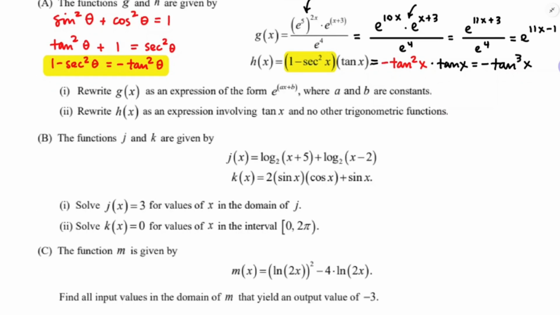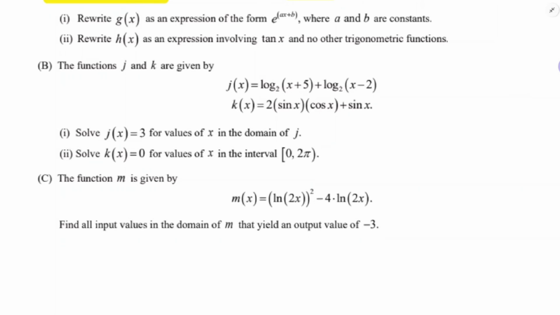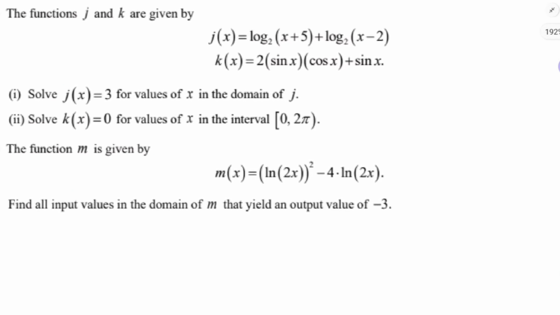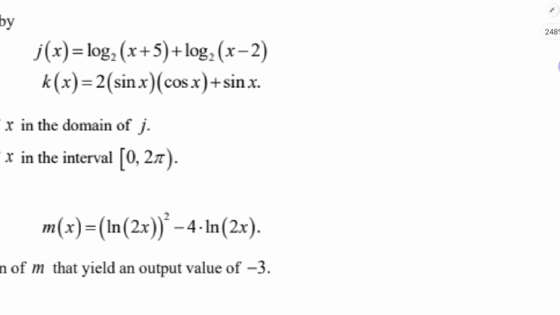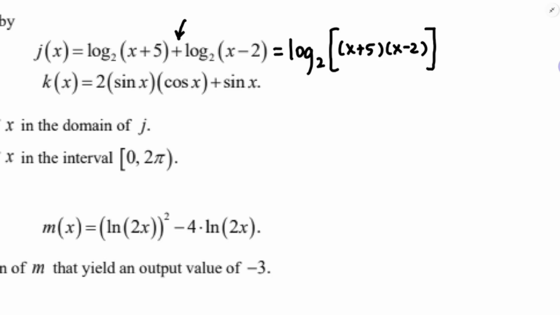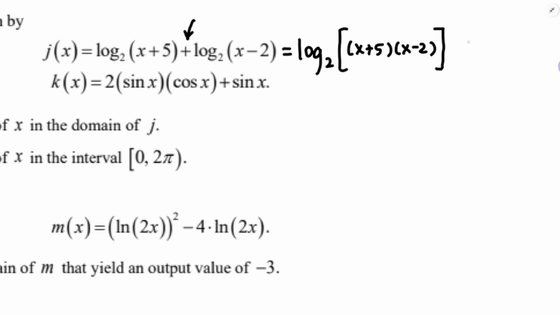For part B, we're going to solve j of x equals 3 for values of x in the domain of j. All right, so j equals 3. I'm going to work this off to this side and say, all right, well, first maybe I'll work on that addition because I know, just like on the last problem, I'm going to need to multiply the arguments using that log property. So that's going to be log base 2 of x plus 5, x minus 2. And they want me to set that equal to 3.